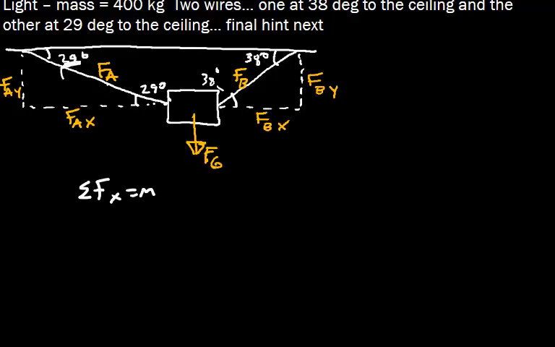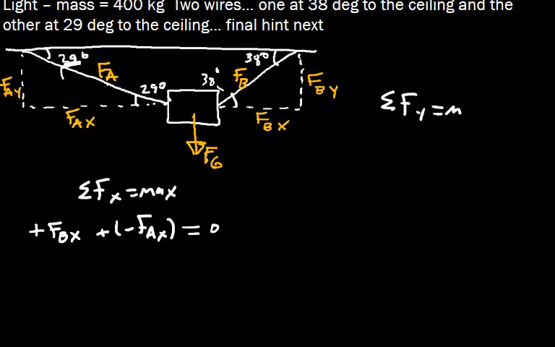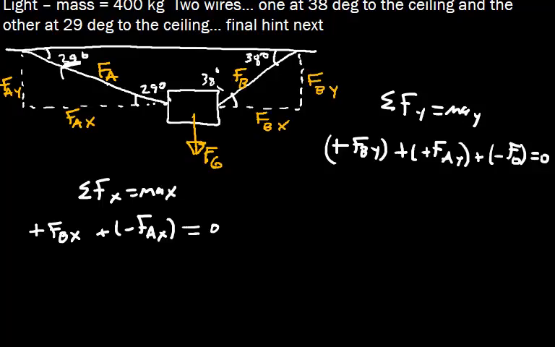So yeah, we can set up the sum of the forces in the X equals MA in the X. We have our positive FBX plus negative FAX equals 0. And then the sum of the forces in the Y equals MA in the Y: positive FBY plus positive FAY plus negative force of gravity equals 0.